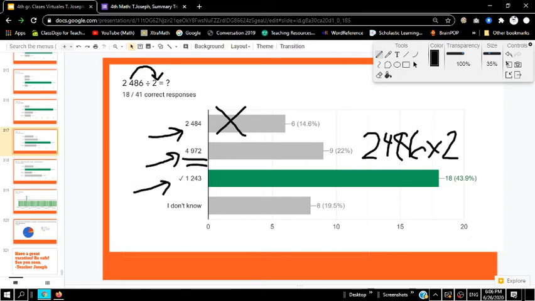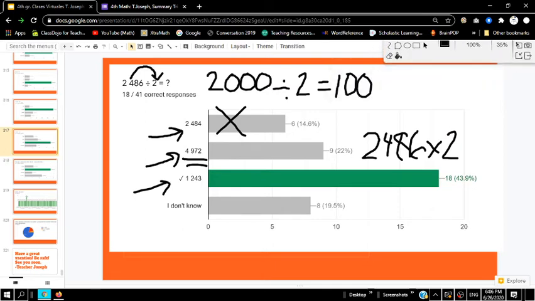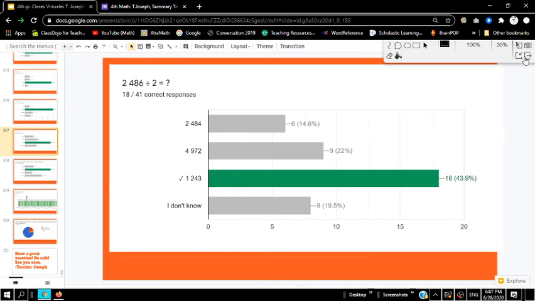And if we estimate, for example, 2,486 is approximately 2,000 divided by 2, that's going to give us an answer that is 1,000. The only number that comes close to 1,000 is this third problem. Okay, so that should have been your answer, and 44% of students got that correct. So we'll probably have to practice that a little bit.